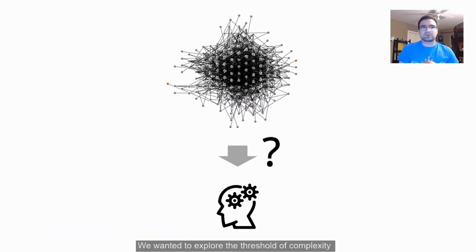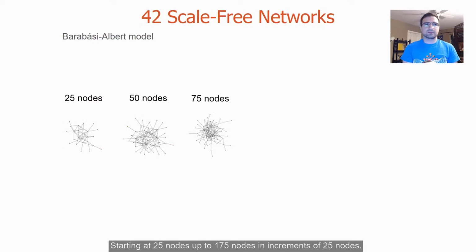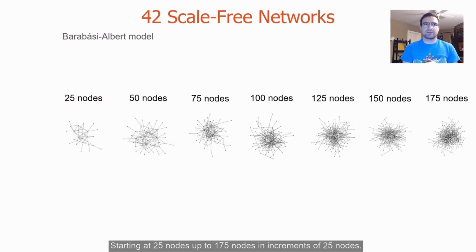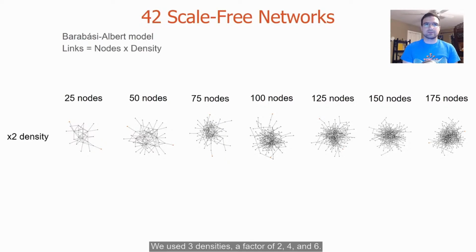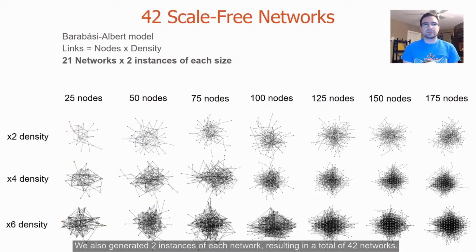We wanted to explore the threshold of complexity, at which node link diagrams become useless without interaction or aggregation. However, we did not want to solely rely on performance measures and self-reported difficulties of the participants. We devised and conducted a user study which would help investigate human perception with respect to variations in size of node link diagrams. We generated scale-free networks of varying sizes, starting at 25 nodes up to 175 nodes in increments of 25 nodes. We used 3 densities, a factor of 2, 4, and 6, thus having 21 networks. We also generated 2 instances of each network, resulting in a total of 42 networks.